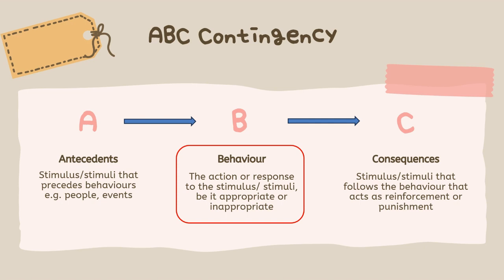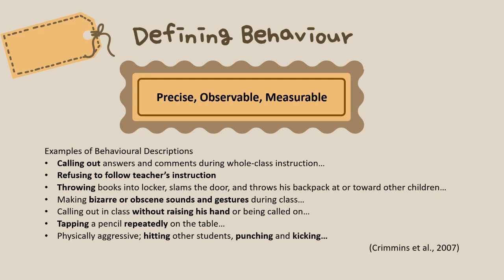First, let us understand the behavior antecedents and consequences using the ABC contingency model. ABC is an acronym for antecedents, behavior, and consequences. We will start with defining the problem behavior. There are 3 criteria. Behavior has to be precise, observable, and measurable. This means there is an operational definition for the behavior.